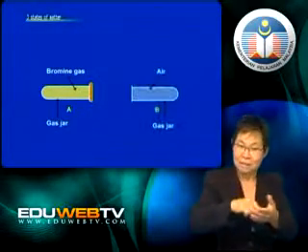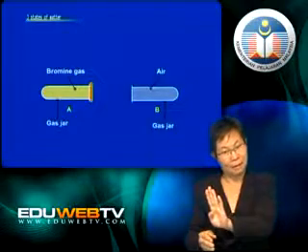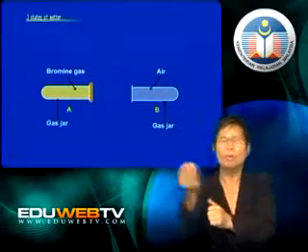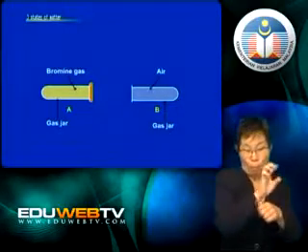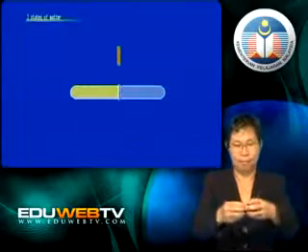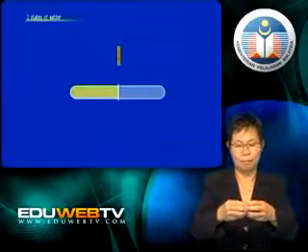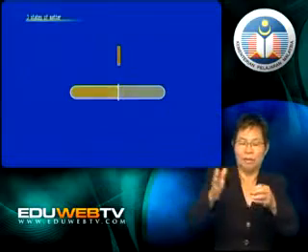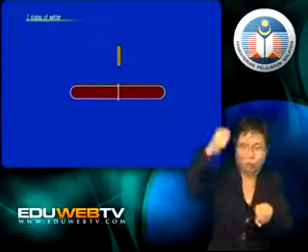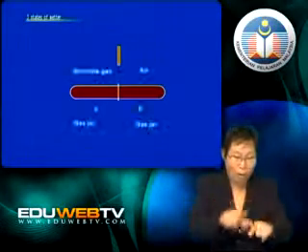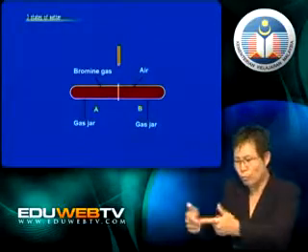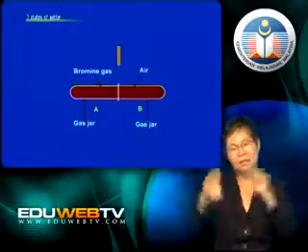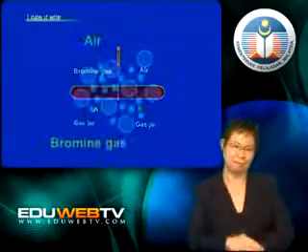This is gas jar B. Gas jar B is filled with ordinary air. Okay, now place gas jar B onto gas jar A. Then remove the cover from gas jar A. Observe what happens. Yes, the bromine gas spreads quickly into gas jar B. Now both the gas jars have turned reddish brown.